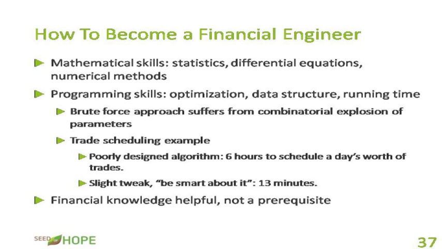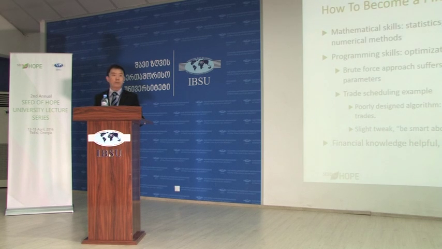So hopefully by now I have piqued your interest a little bit in how to become a financial engineer. The mathematical skills that you need are statistics, differential equations, and numerical methods. Right? And you need good programming skills in the fields of optimization and data structures. But primarily, you need to be able to analyze how fast your program runs. What's the complexity of my running time, right?